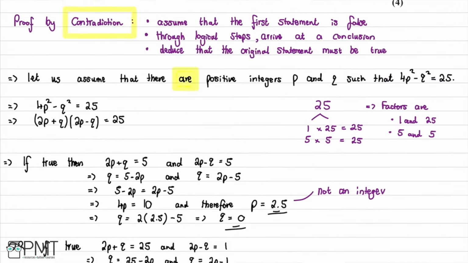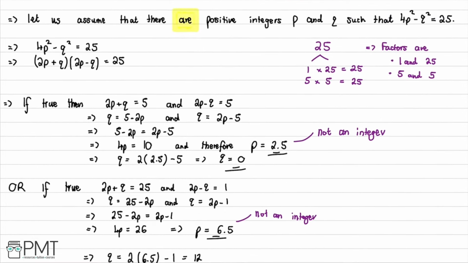So therefore, taking a look back at this question, we see that it was worth 4 marks. So we receive our first mark for setting up the contradiction and factorising and getting to the stage where we had that 2p plus q multiplied by 2p minus q was equal to 25. So that's where we receive our first mark just there. And we then receive our second mark for getting to the first kind of if true statement. So at this stage here, when we said that if true, then 2p plus q is equal to 5 and 2p minus q is equal to 5. So we receive our second mark just about there.